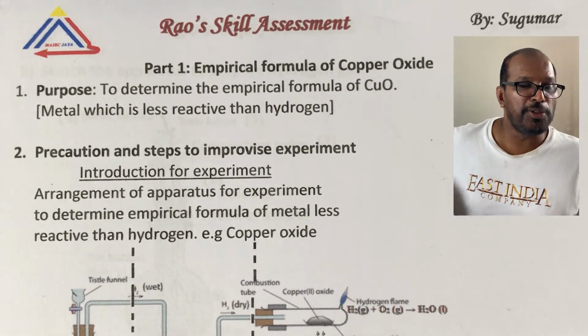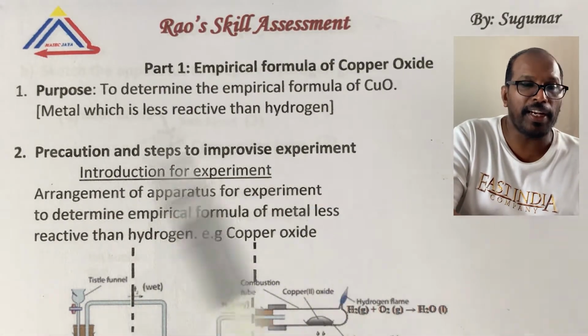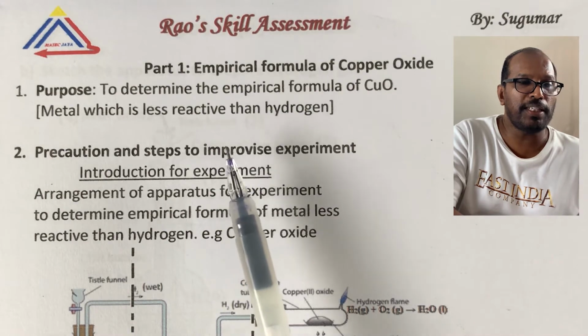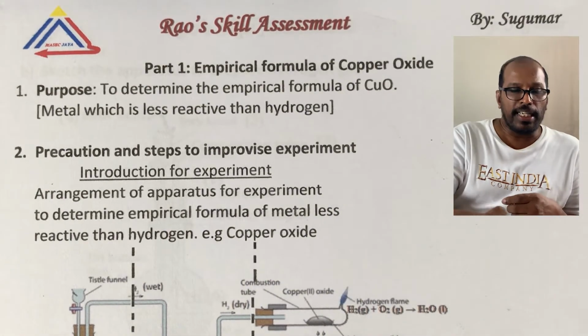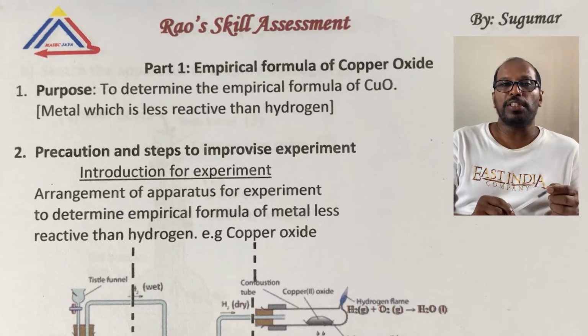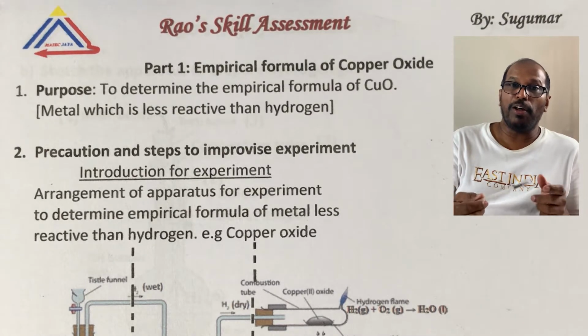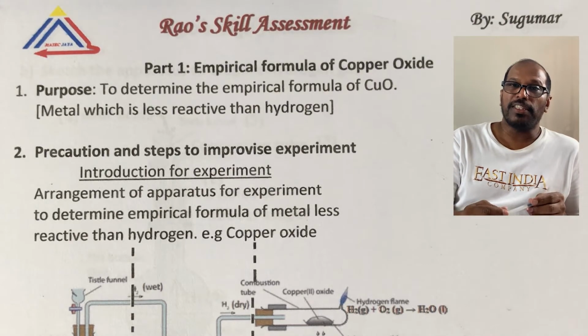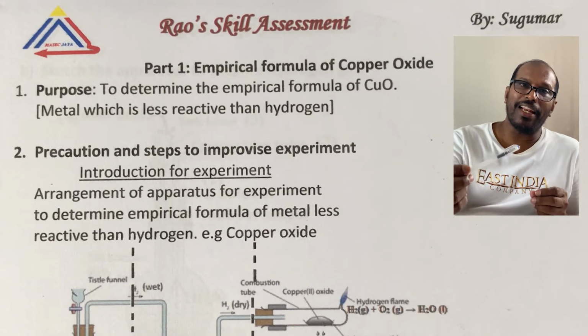for metal which is less reactive than hydrogen. When we talk about metal which is less reactive than hydrogen, it means the same procedure can be used to determine the empirical formula of any metal oxide which is below hydrogen. For example, lead oxide.